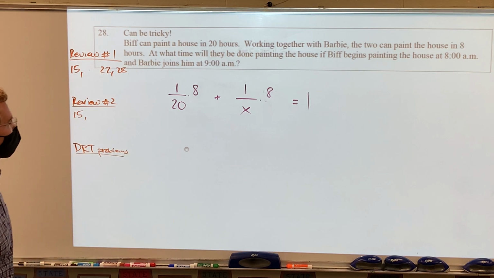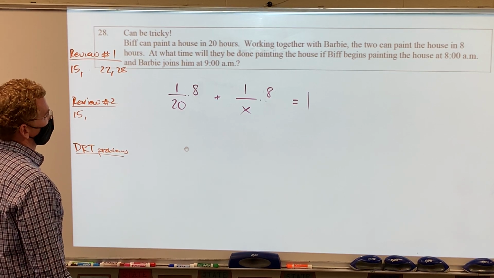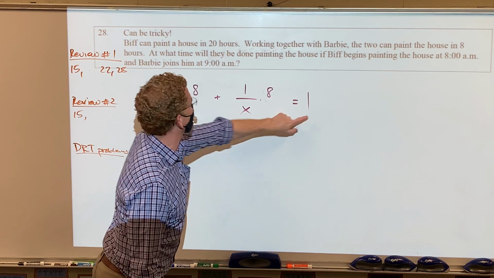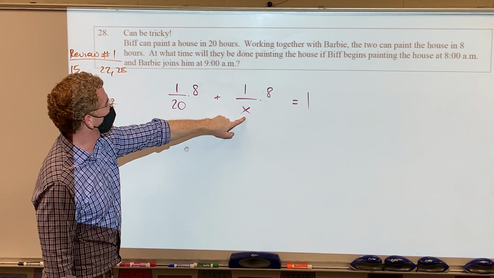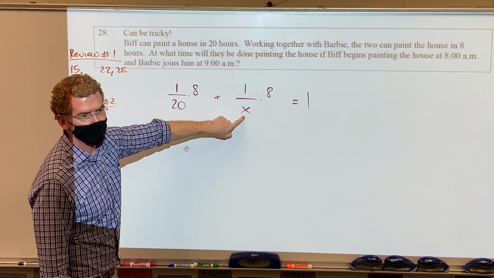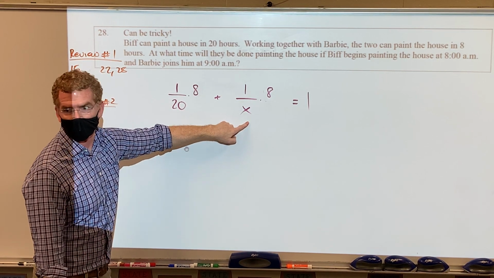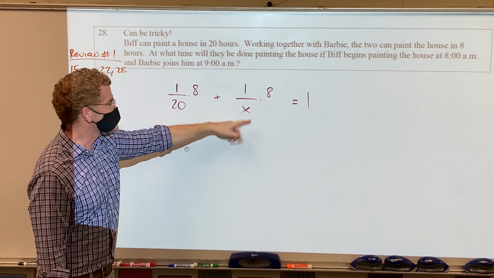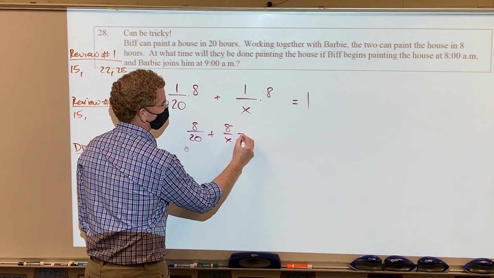Wait a minute, I did this right away. What time will they be done? So if I did this, if 8 hours working together, what would I be finding right here? I would be finding Barbie's what? Kind of the one over that would be the rate. This would be how long it would take her to complete the whole project, right? So if I want, I could do this, but this is not really the question I need to be answering, but it is something that I could do.